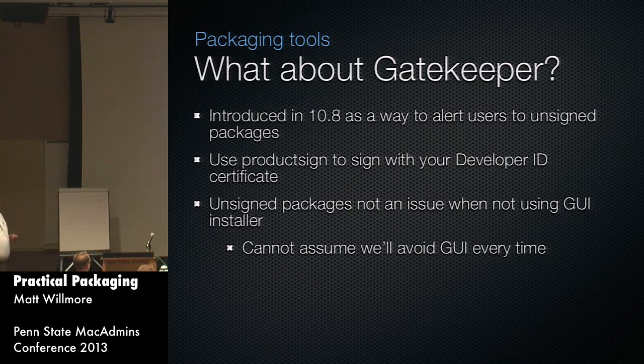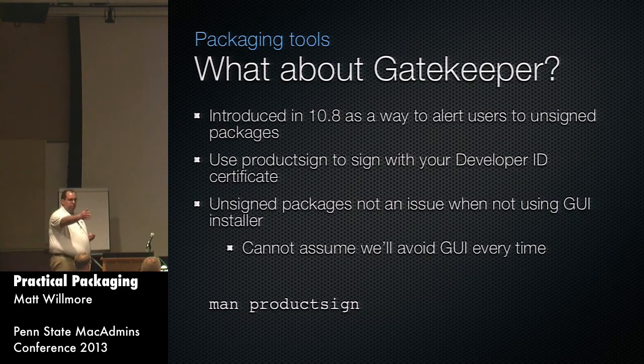When you're not using the GUI installer, unsigned packages don't matter. They will just pass through. If you just use installer or Munki, not as a logged in user, it'll just go through. Which to me is a little sketchy that it doesn't block those. But of course we cannot assume we're always going to use the GUI or that we're never going to use the GUI. So for that we're going to use man productsign. There's a man page for that, and that will help with that specifically.